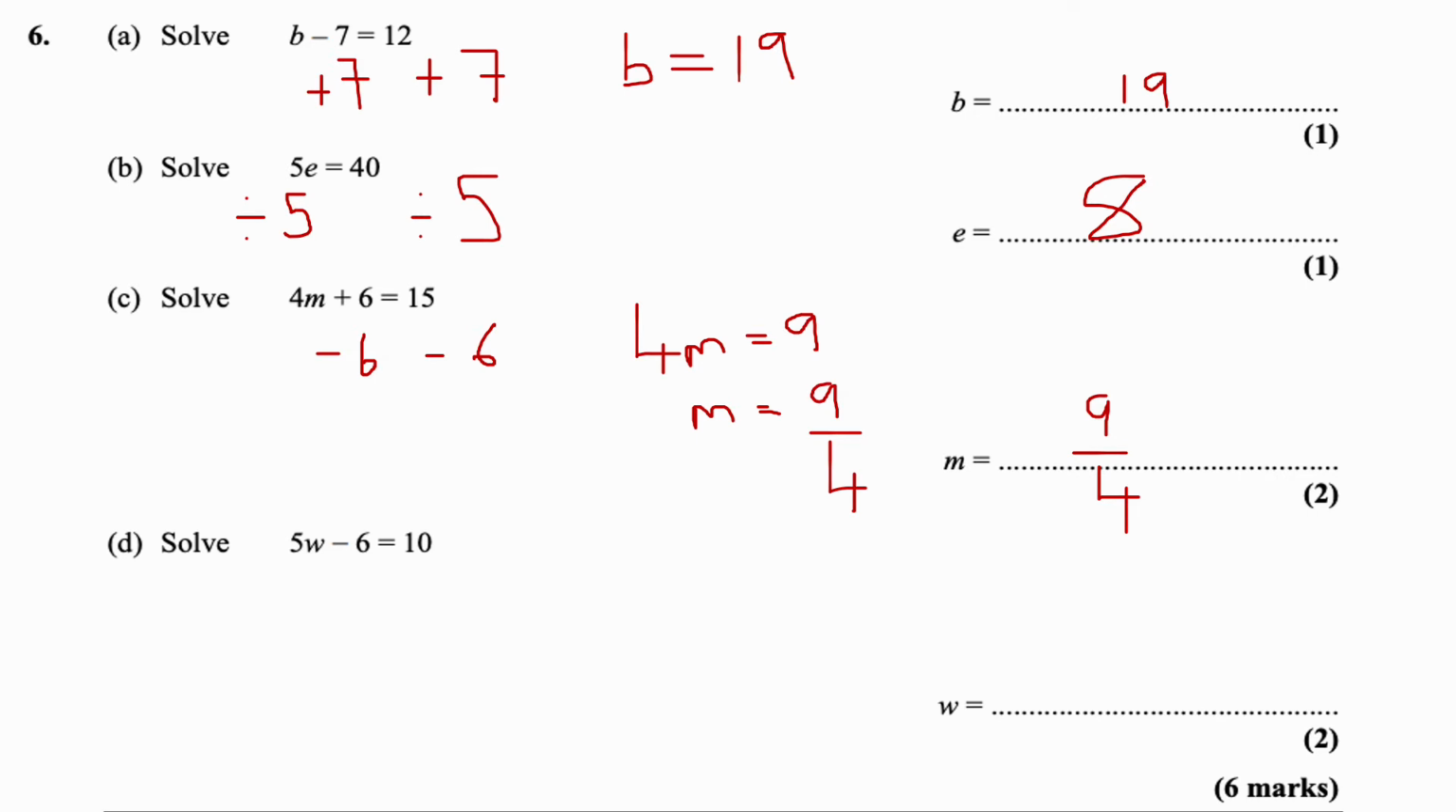Okay. Part D, so 5w subtract 6 equals 10. Well, if I add 6 to both sides, guys, okay, I get 5w is equal to 16. Dividing both sides by 5, I get w is equal to 16 fifths, okay, or 16 over 5. Or again, 3 1/5, or 3.2. Okay, either answer is applicable and appropriate.